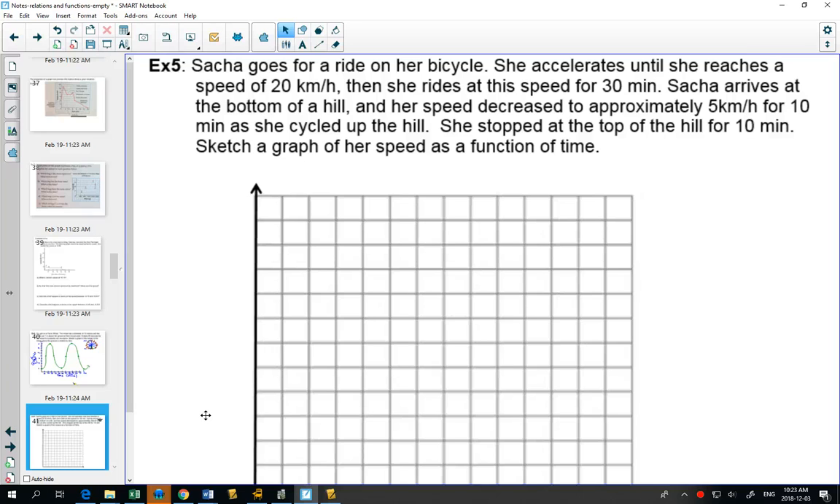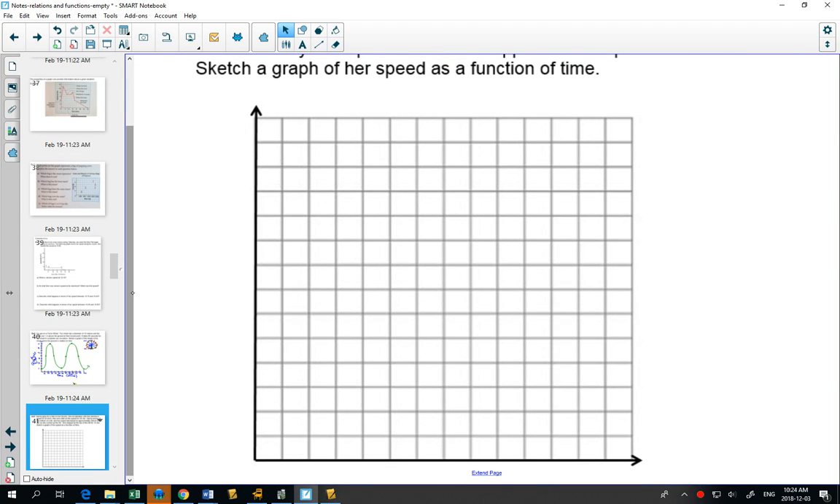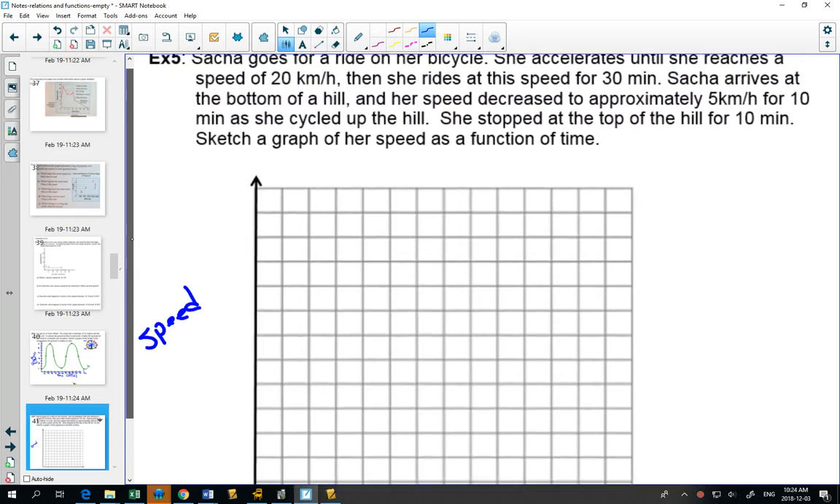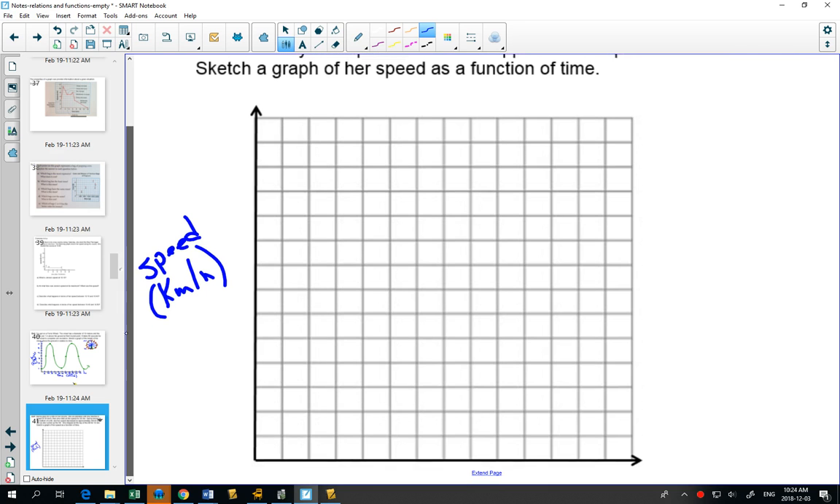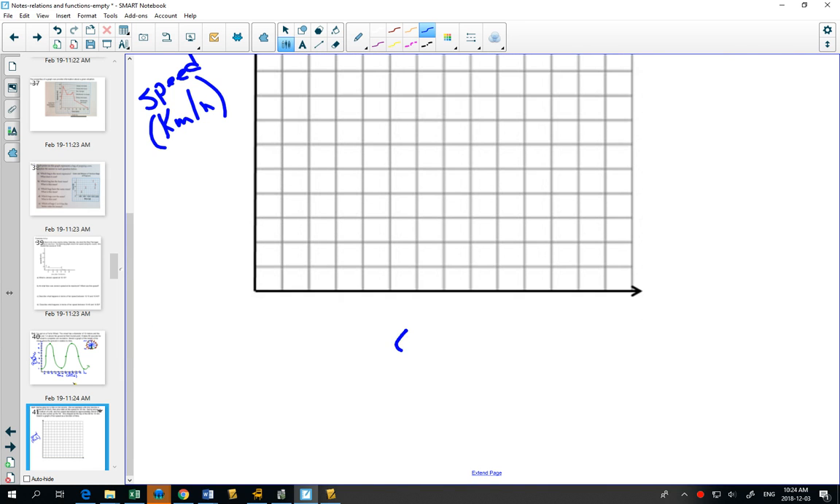I think on your next page, you have just a blank space. You can add a graph on the next page. We want to sketch a graph of her speed as a function of time. So you don't need to put all the grid marks in there. What we're going to have here, the independent variable, is the speed. And the speed is measured in kilometers per hour. And along the axis down here, we're going to put the time. And the time in this question is measured in minutes.